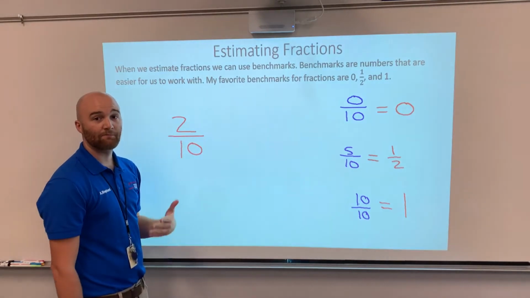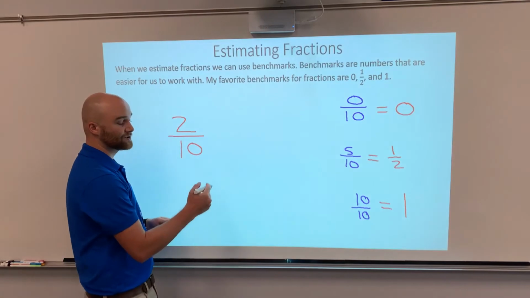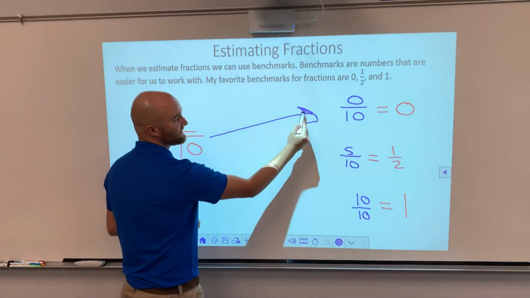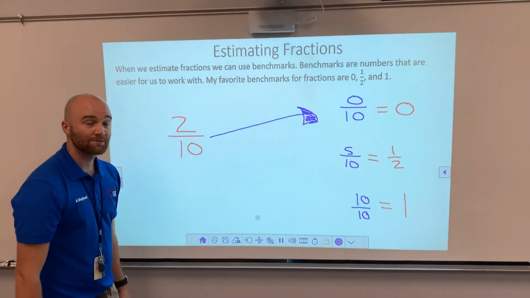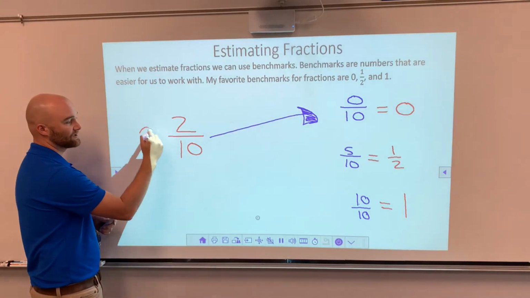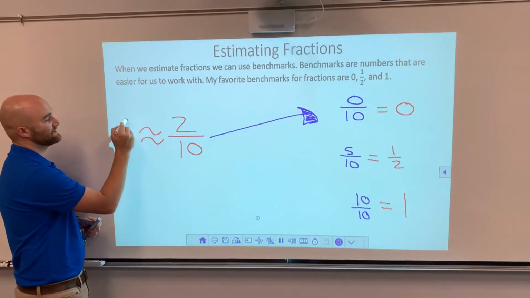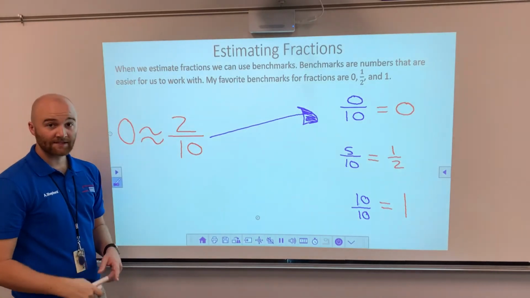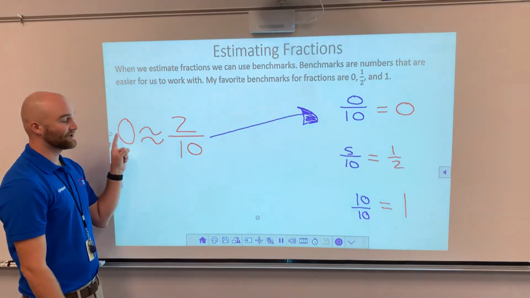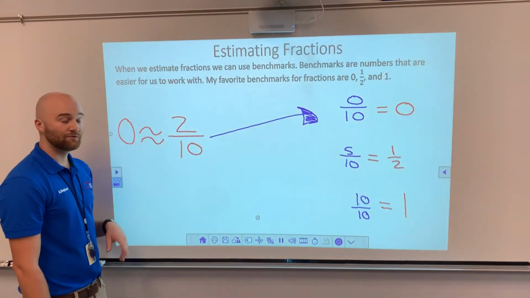Because I'm just worried about benchmarking and not getting the exact right answer, I can say 2/10 is closer to 0/10 than it is to 5/10, which means I'm going to estimate this is about, and again I'm going to use that squiggly line that means about, this is about 0. Now that doesn't mean it's actually nothing, but when I'm estimating, I can pretend it's nothing. I can pretend it's 0. Let's try two more examples.